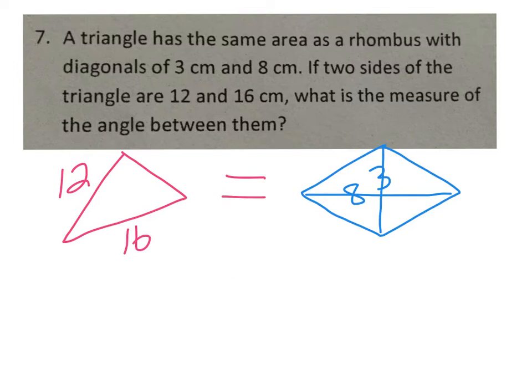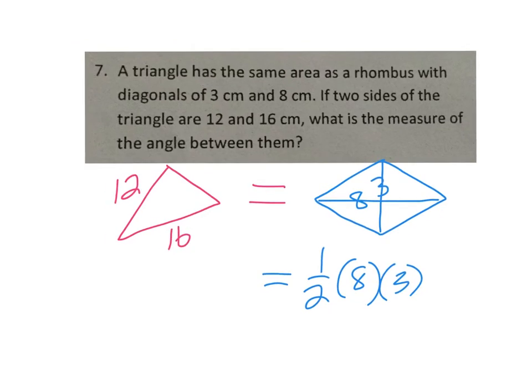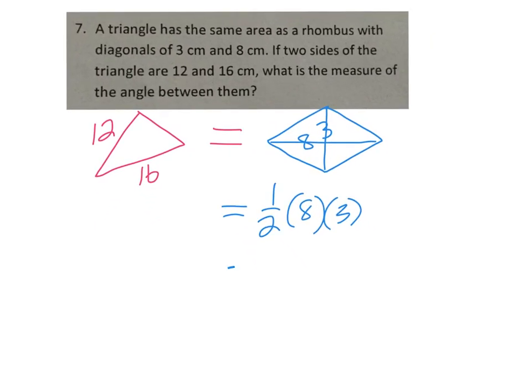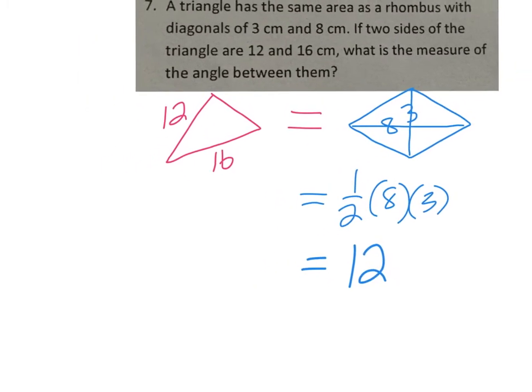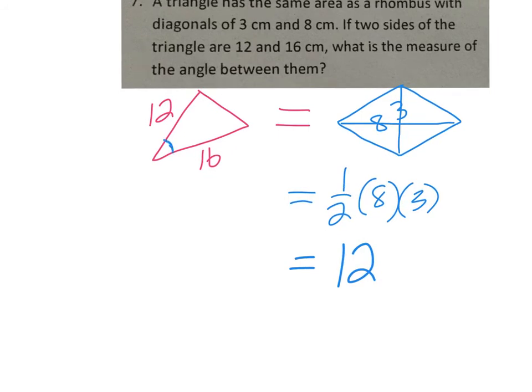We know that the area over here is 1/2 of 8 times 3. 1/2 of 8 times 3 is 12. So 12 is the area of this triangle, and we want to know what the measure of the angle here is. Okay, so there's a formula that we can use when we know two sides of a triangle and the angle in between them.